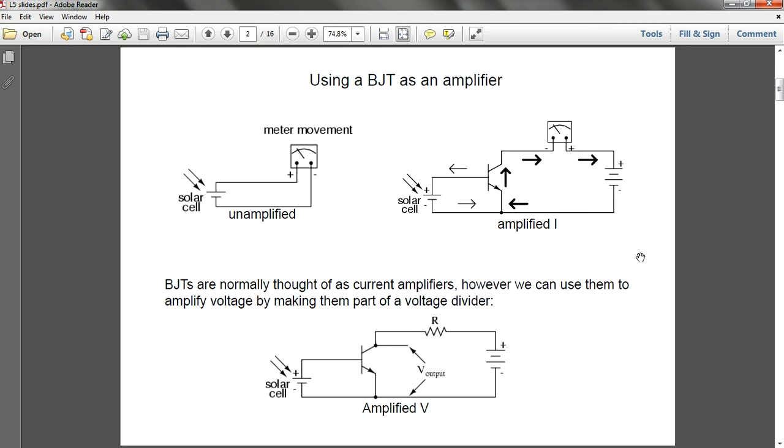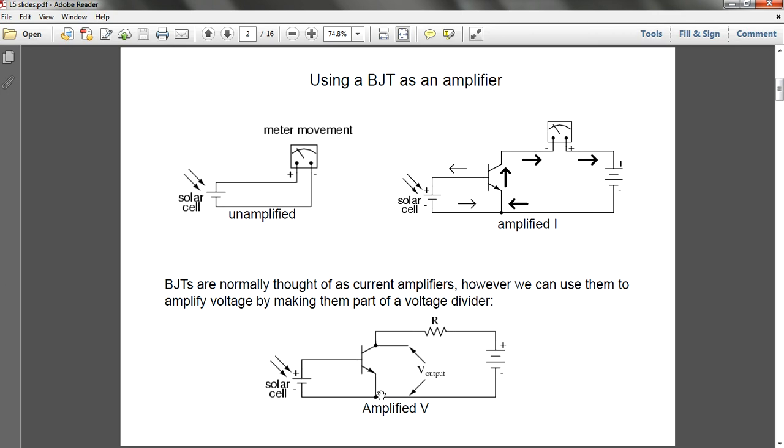As for amplifying the voltage, it is the same thing as this one. BJTs are normally thought of as current amplifiers, which is the one I'm talking about. However, we can use the same thing to amplify voltage, but it's confused by the V output. This is actually connecting a voltmeter over here as a parallel circuit, so you can measure the potential difference between this point and this point.